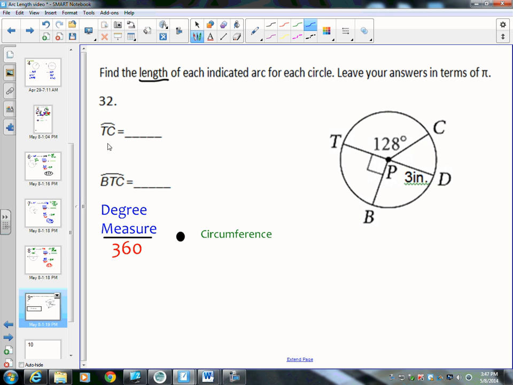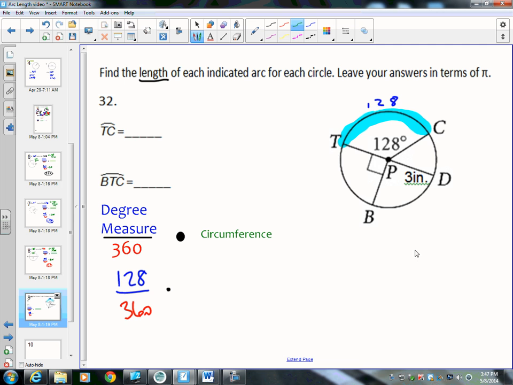Okay, so the degree measure. Let's look first at the arc TC. There's actually two we're looking for, so let's find TC. TC is, I'll even highlight it. Let's get this blue color. TC, that arc right there. Okay, so let's find the length of arc TC. So the degree measure is, again, this is a central angle, means the arc is exactly the same, so it's also 128. So degree measure is 128 degrees.